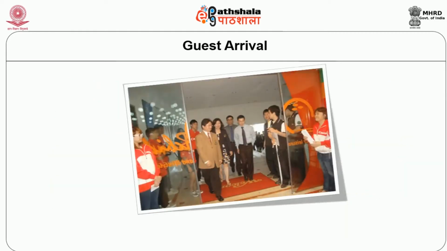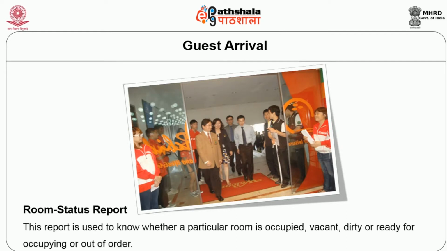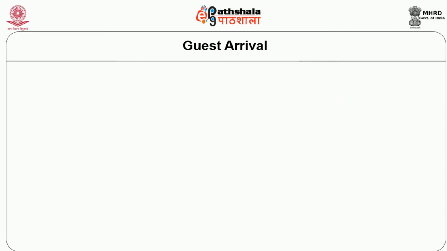Now we will see the guest arrival. In guest arrival, what aspects or reports are maintained? First is the room status report. This report is used to know whether a particular room is occupied, vacant, dirty, ready for occupying, or out of order. Now we will see the room status, which, as I told you, can be classified as follows.